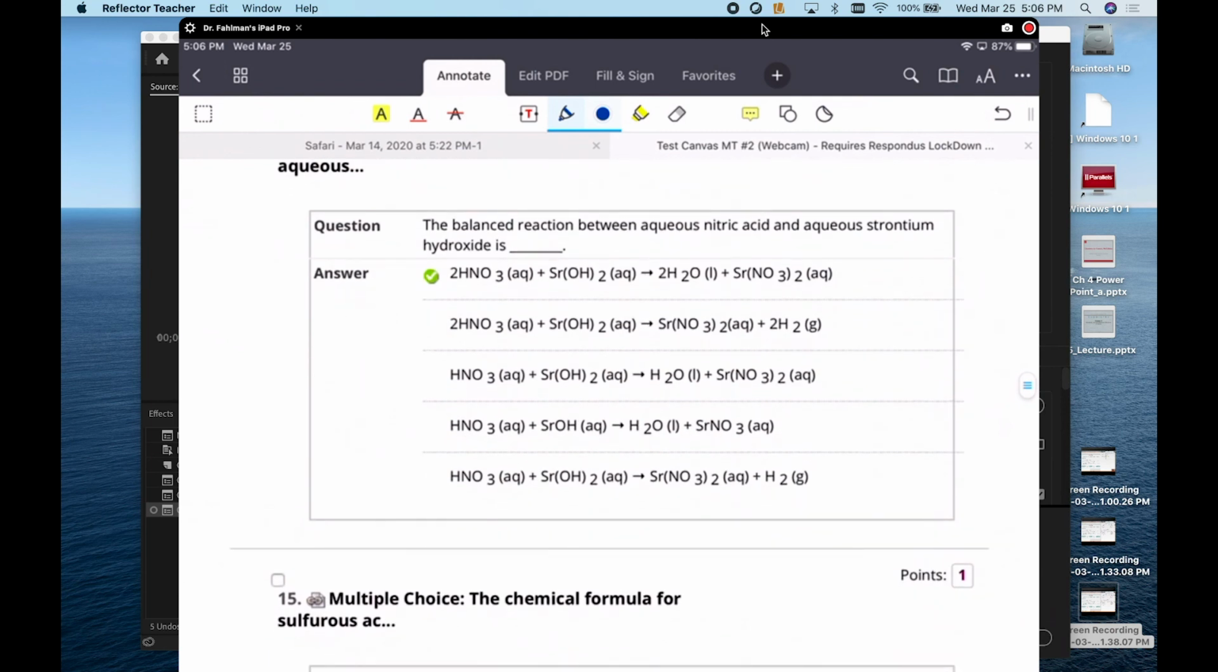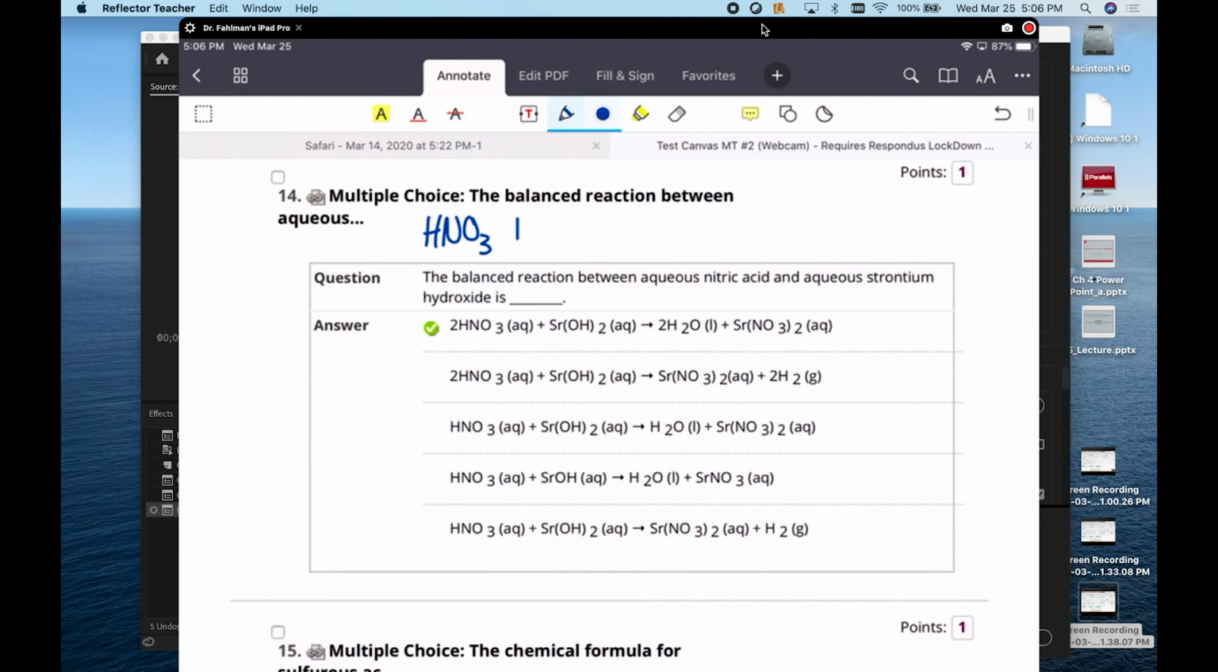Balance the reaction between nitric acid and aqueous strontium hydroxide. You have to remember that it's that. And then you're going to swap partners with this. It's an acid-base reaction, so you're going to get water and a salt as your products. And then you're going to get strontium nitrate.